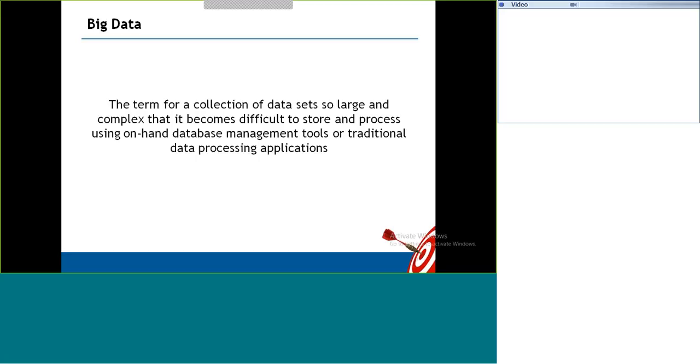Okay, so based on the discussion that we have right now, can I come up with this definition? If it is beyond the capability of a single physical server to store the data and process the data in a big way, that data is called big data. Okay, there is a limitation.